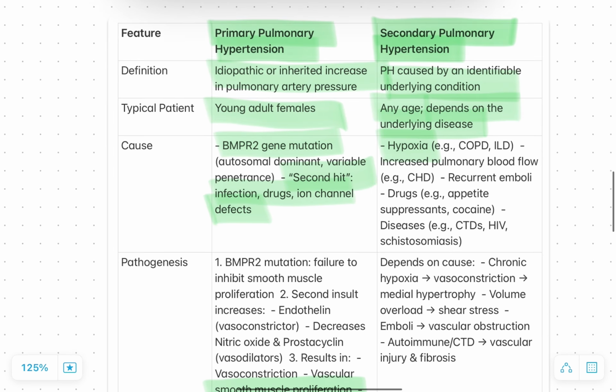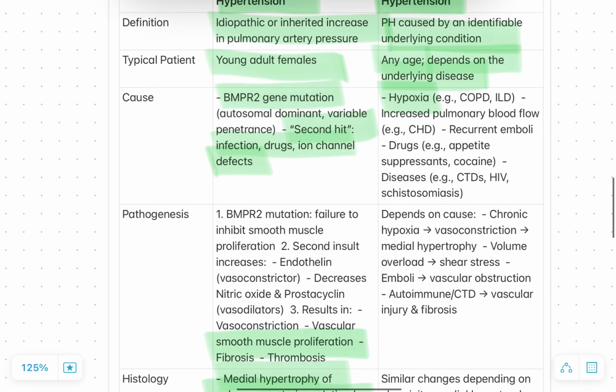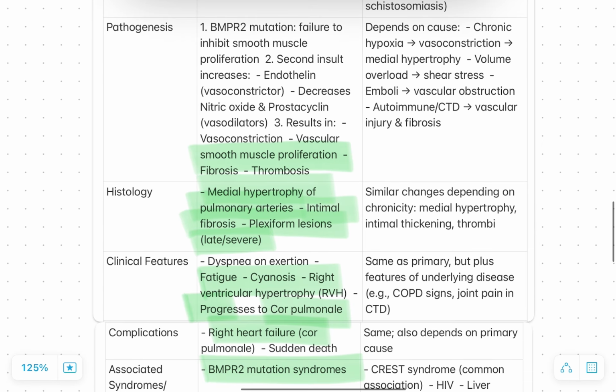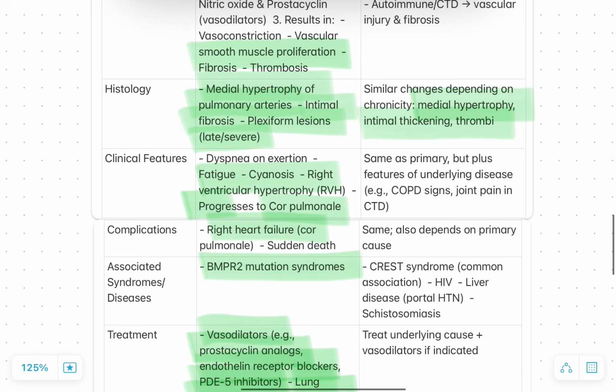Coming to the secondary, it is caused due to secondary causes like hypoxia, recurrent emboli and so on. The pathogenesis will be chronic hypoxia leading to vasoconstriction, and similarly there will be medial hypertrophy and volume overload and shear stress on endothelium, and emboli cause vasoconstriction, and autoimmune disorders themselves cause vascular injury and fibrosis. So there will be medial hypertrophy, intimal thickening and thrombi.